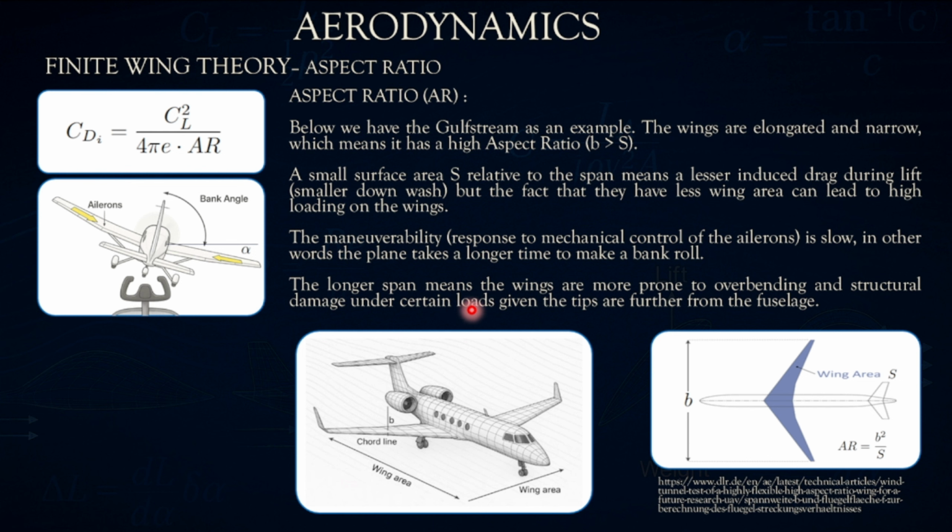The longer span means the wings are more prone to overbending and structural damage under certain load effects, given the tips are further from the fuselage, okay? They are not exactly compact like the wings for fighter jets.